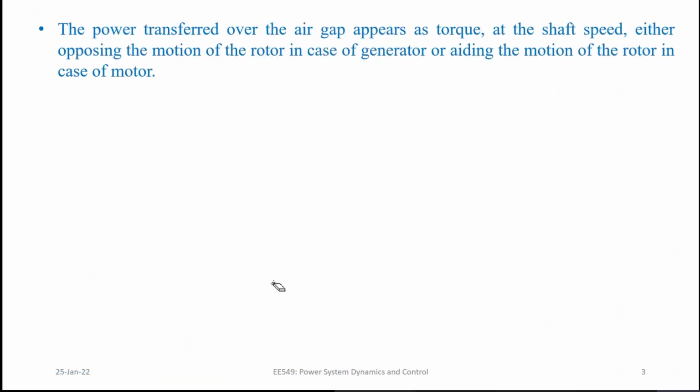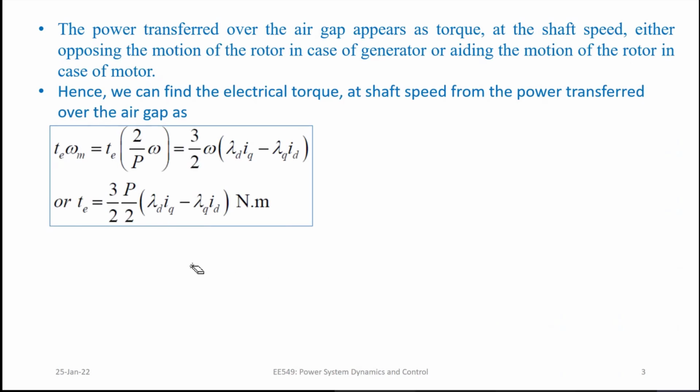So we'll consider that component only, and derive the torque equation, which will be 3 by 2 into p by 2 into (lambda d iq minus lambda q id) Newton meter. Here p is the number of poles.